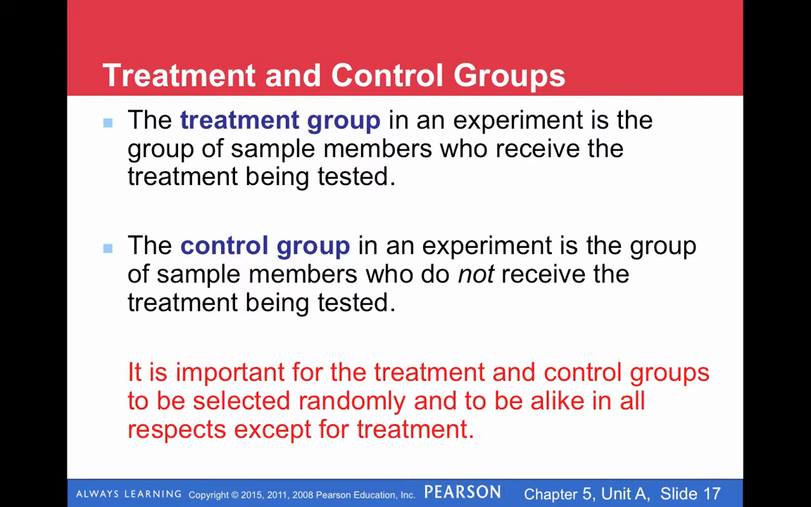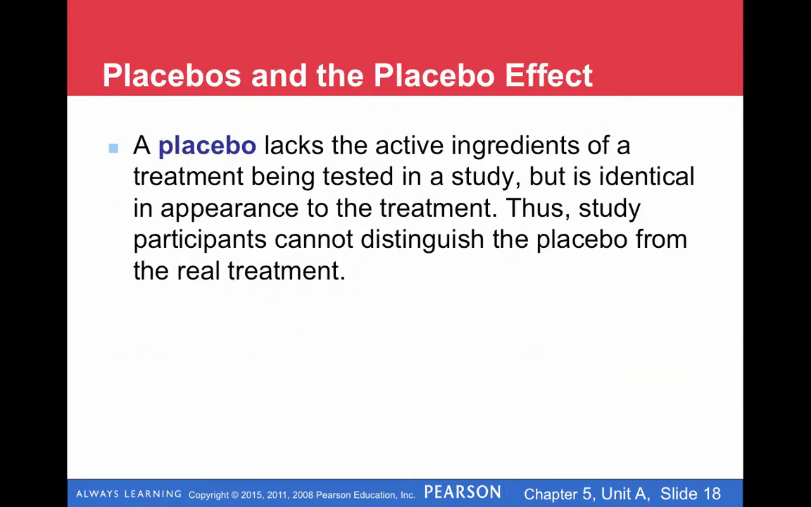It is important for the treatment group and the control group to be selected randomly and be alike in all respects except for the treatment. So usually when you have your two groups, you want them to be as similar as possible: same age, same sex maybe, and many other things that you can control, like whether they smoke or not. So you want them to be very similar. All right, and then you give one group the treatment and one group not the treatment, or some placebo or something like that.